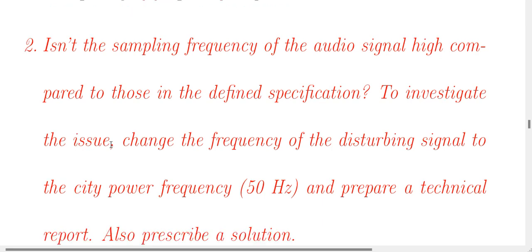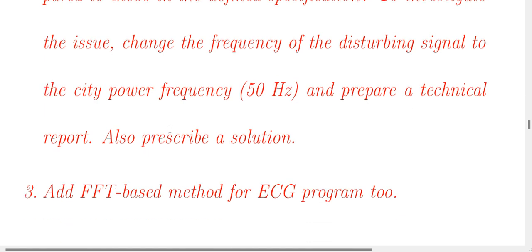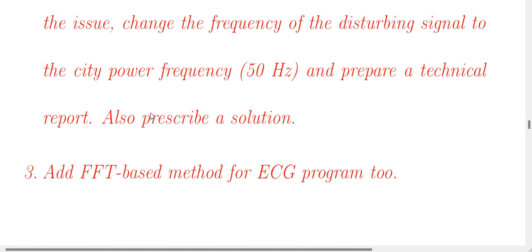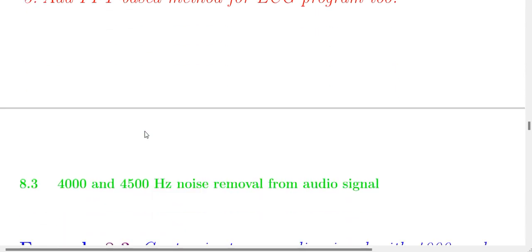To investigate the issue, change the frequency of the disturbing signal to the city power frequency, 50 or 60 Hz, and prepare a technical report. Also, prescribe a solution. What's your solution? Okay? Add the FFT-based method for ECG program 2 in the earlier exam.